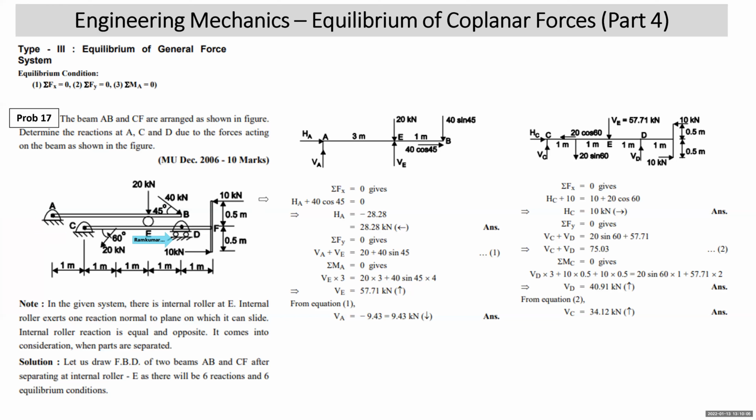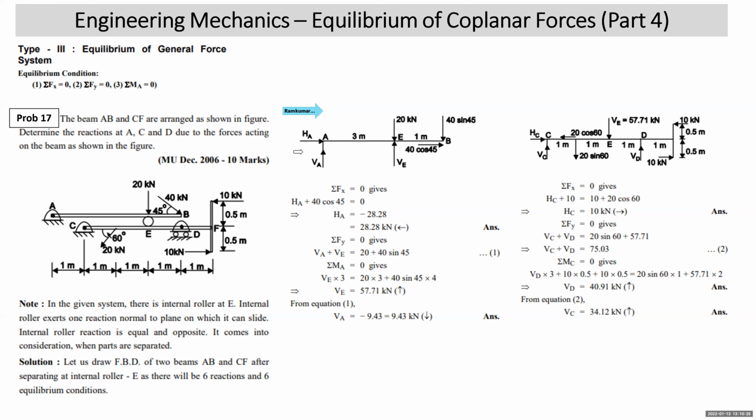We will start with the free body diagram of part AB, because if you start with the FBD of part CF, you will have 4 unknowns: HC, VC, V, and VD. Whereas if you start with the free body diagram of beam AB, you will have only 3 unknowns. So you should start from the FBD of part AB.